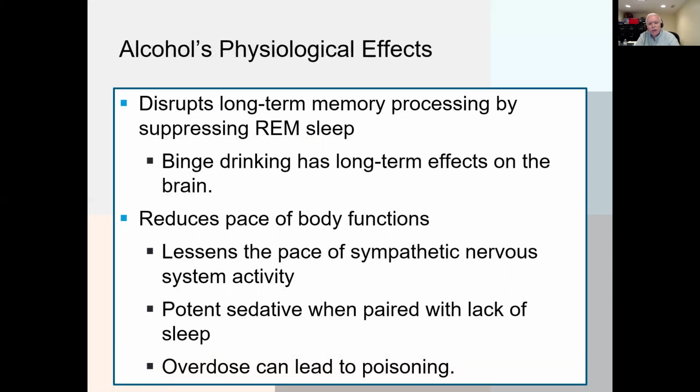Alcohol can affect us physiologically in various ways. It can adversely affect our long-term memory by interfering with REM activity when we're sleeping. Binge drinking can adversely affect the functioning of the brain, and drinking over time can actually cause memory impairment. It slows down the activity of our sympathetic nervous system, and it has a sedating and depressing effect on us and our nervous system. And when a person has way too much to drink, it can lead to alcohol poisoning and death because it shuts down the body's functioning when that happens.